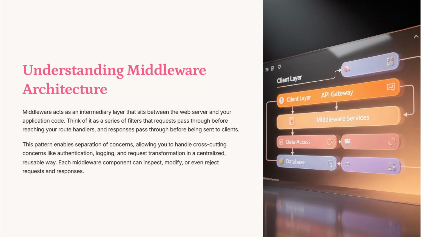Middleware serves as an intermediary layer between the web server and application code, functioning like filters for requests and responses. This architecture allows handling of cross-cutting concerns such as authentication and logging centrally. Each middleware component can inspect, modify, or reject requests and responses, promoting separation of concerns and reusability.